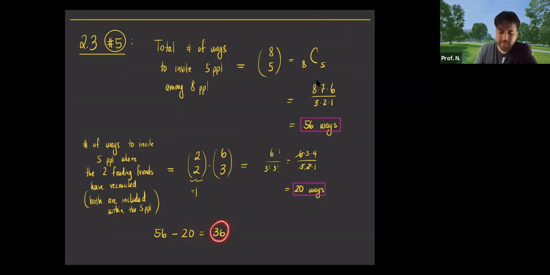So what does this 36 contain? It contains the ways that the friends are not together. Yeah, they both don't attend, or one of them attends and the other one doesn't, or the other one attends and the first one doesn't. So this is enough.